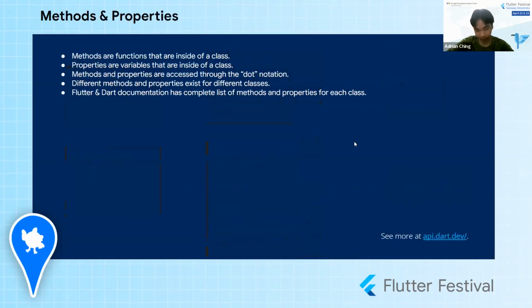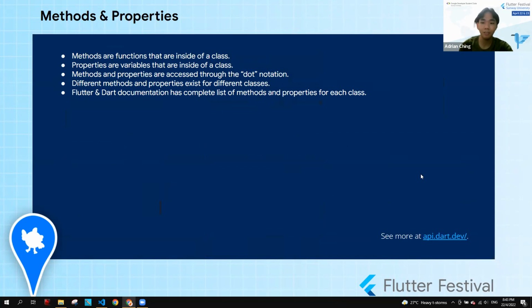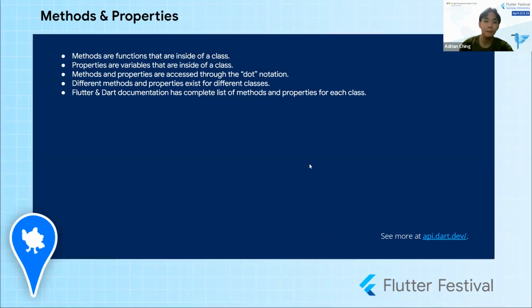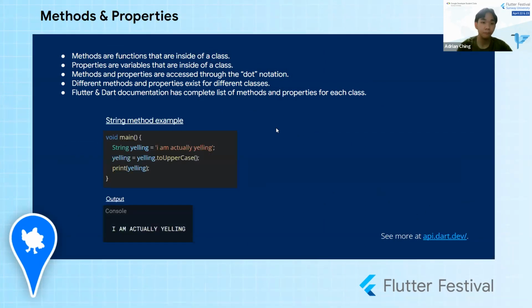Okay, now methods and properties are something that are inside of a class. Since we've learned about variables and functions, methods and properties are almost the same thing, it's just that they're inside of a class. Methods are almost the same as functions, properties are the same as variables. Methods and properties in Dart are accessed through the dot notation. Different methods and properties exist for different classes, and you can see more about all of these in the documentation over here. Let's take a look at some examples.